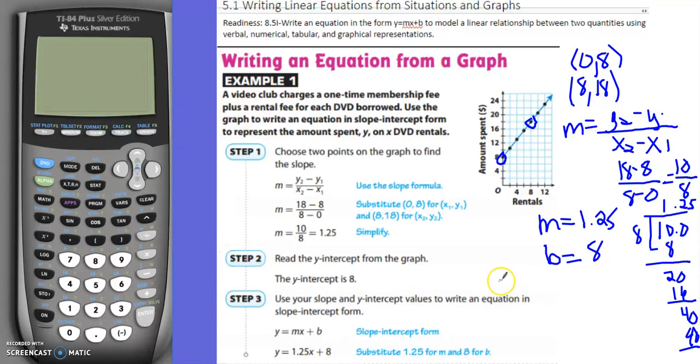When I write it in the format of y equals mx plus b, I have y equals 1 and 25/100 x plus 8.